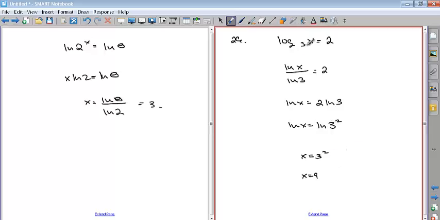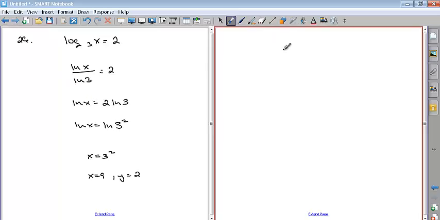And then the corresponding y value is going to be 2, because it's always 2. Now, again, the second way is you can go from this part, and you'd have e to the natural log of x is equal to e to the 2 times the natural log of 3. E to the natural log of x is x. And then on your calculator, e to the 2 times the natural log of 3, and you get 9, which is the same answer we got over here.